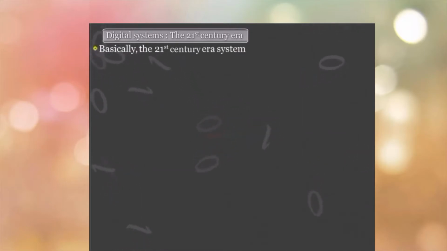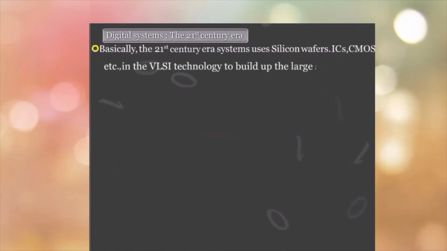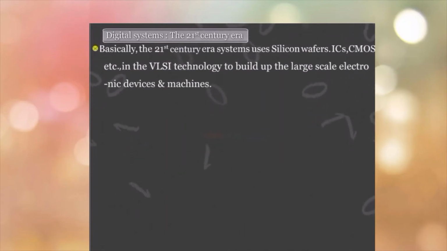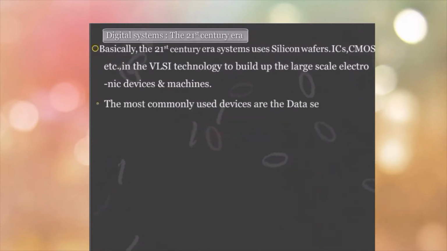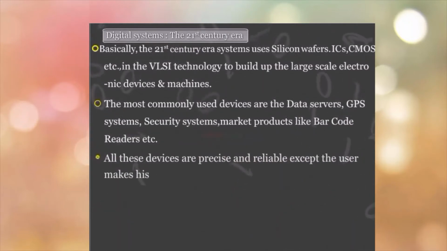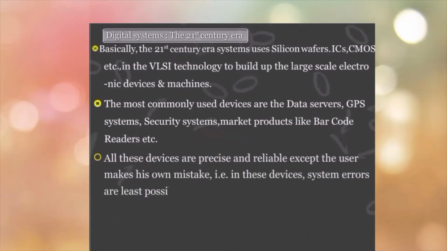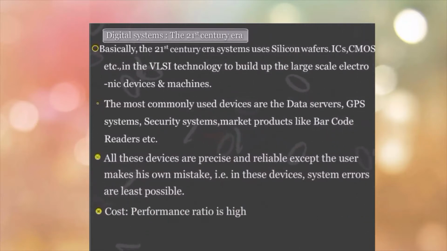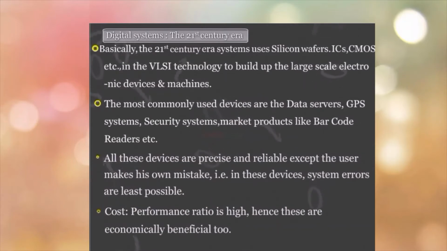Digital systems, the 21st century era. Basically, 21st century era systems use silicon wafers, ICs, CMOS, etc. in VLSI technology to build large-scale electronic devices and machines. The most commonly used devices are data servers, GPS systems, security systems, and market products like barcode readers, etc. All these devices are precise and reliable unless the user makes his own mistake. That is, in these devices, system errors are least possible. The cost-performance ratio is high, hence these are economically beneficial too.